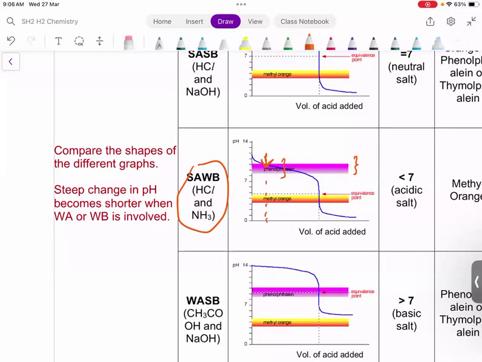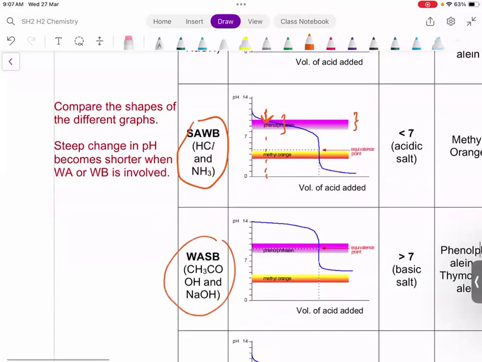Ken, does it make sense? Yeah, so if you look at the next graph, can you use methyl orange as your indicator? So can you tell me what will happen if you use methyl orange as your indicator? It will never reach endpoint because it will never change color.